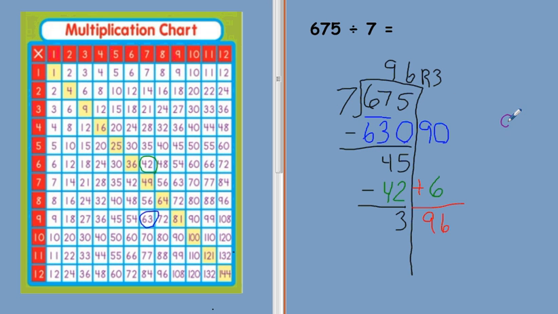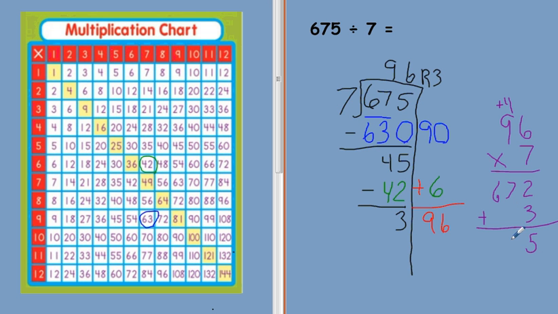So let's go ahead and do that. 96 times 7. 6 times 7 is 42, so I'm going to put the 2 here, carry the 4. 7 times 9 is 63, plus that 4 is 67. But that doesn't match, but we still need to add in our remainder. So our remainder was 3. So now let's try it. 2 plus 3 is 5.